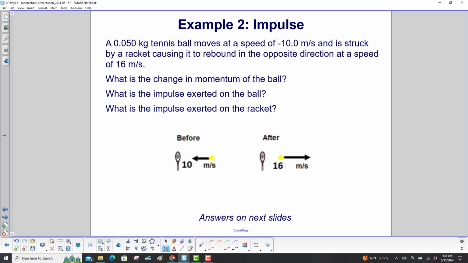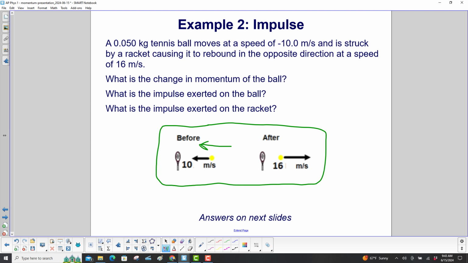A 0.050 kilogram tennis ball moves at a speed of negative 10 meters per second and is struck by a racket, causing it to rebound in the opposite direction at a speed of 16 meters per second. What is the change in momentum of the ball? What is the impulse exerted on the ball? And finally, what is the impulse exerted on the racket? So here's what's going on. Tennis ball comes in here 10 meters per second, leaves at 16 meters per second in the opposite direction.